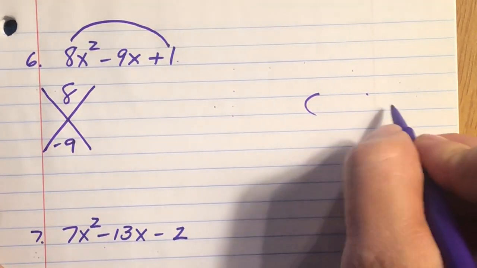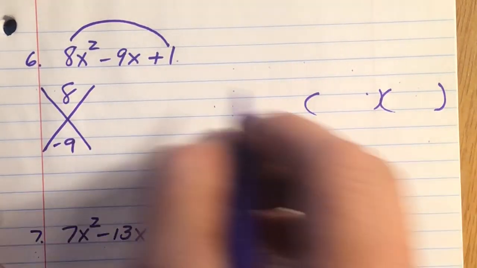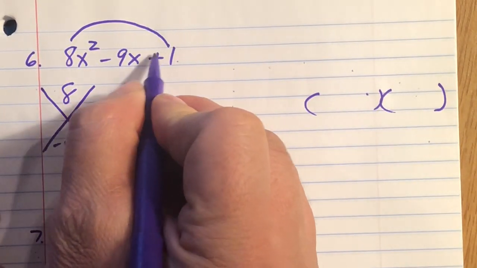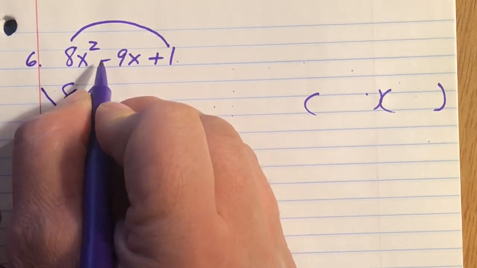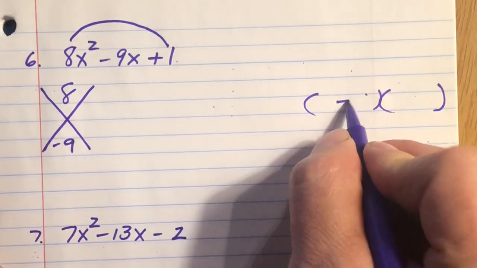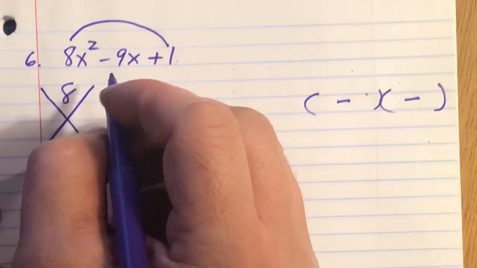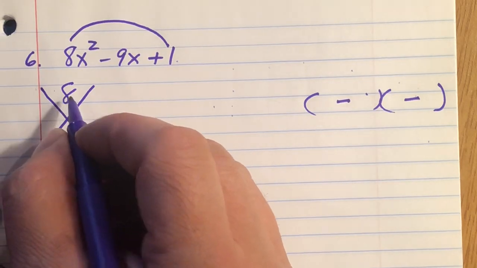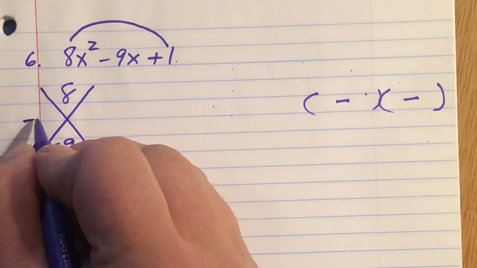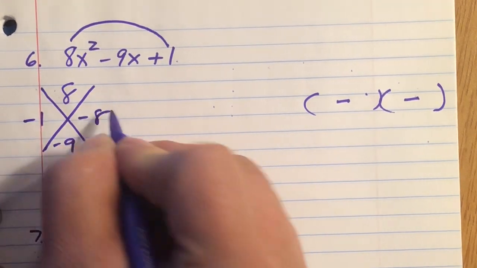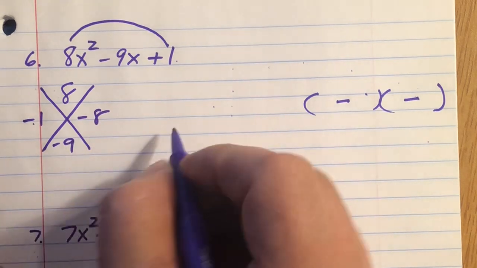Okay, so here we go. Look at my factors, looking at the signs. This tells me the signs will be the same, and they're both going to be negative. Two numbers that multiply to 8, and they gotta add up to a -9. We know that they're both negative. So what about -1 and -8? Multiply them to get 8, add them to get -9.